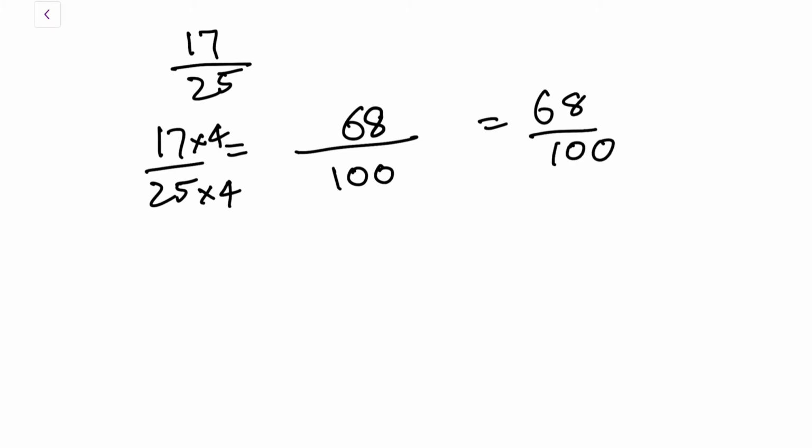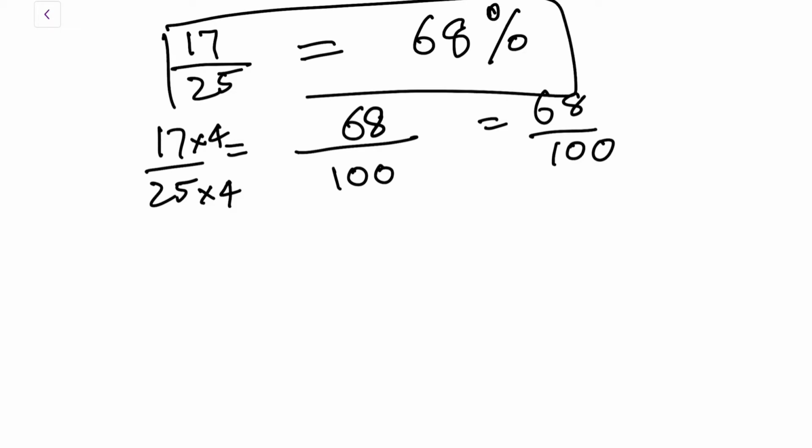If you want to write 17 by 25 as a percentage, it is 68%. Alright, now we look at another method. Okay, this is method 2.